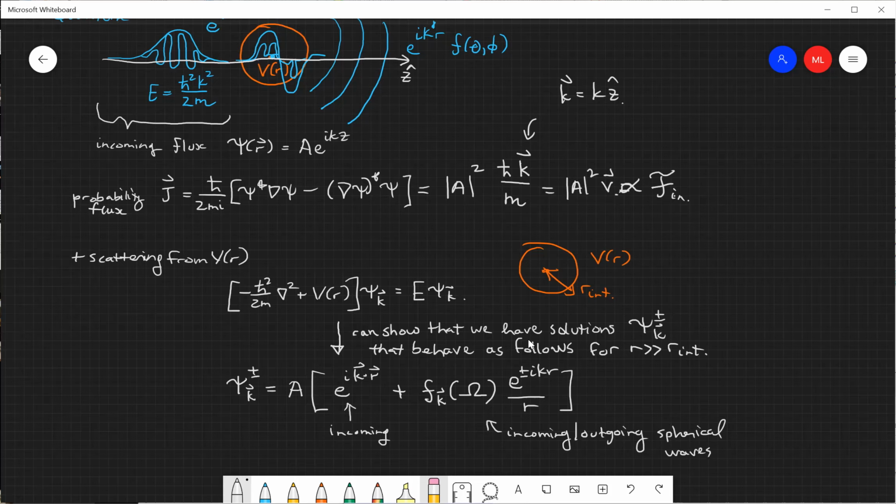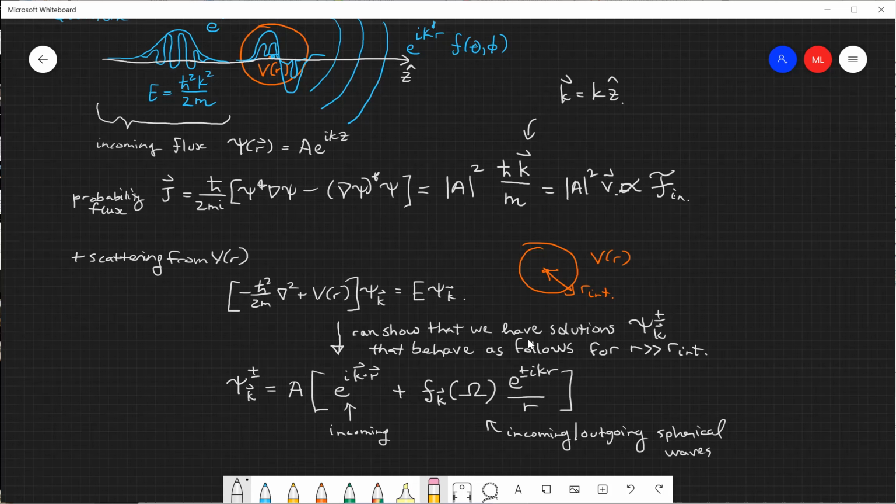So I'll show you why you get these kinds of solutions later, but for now we're just going to assume that that's what you have. So that's the idea. Now we can do the same thing and try to see what happens to the flux from this solution.